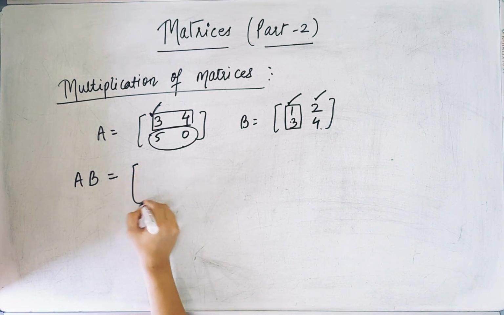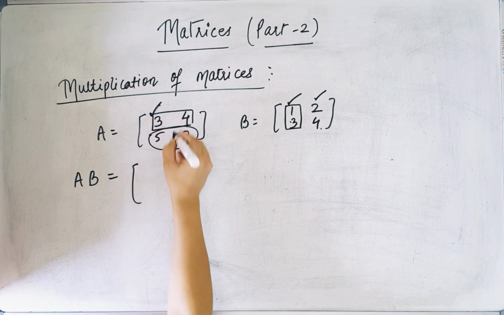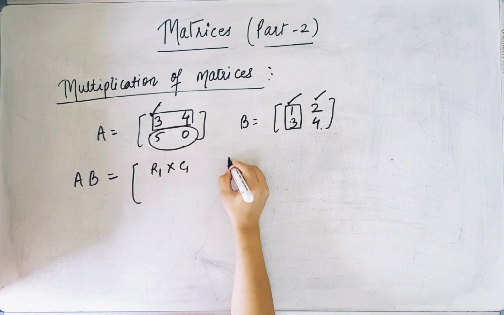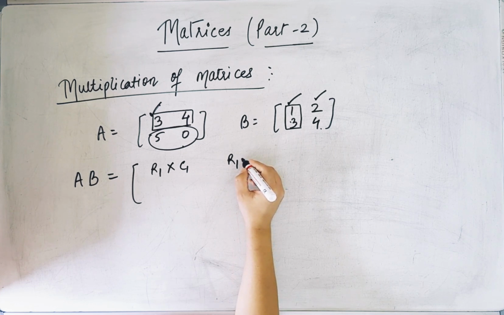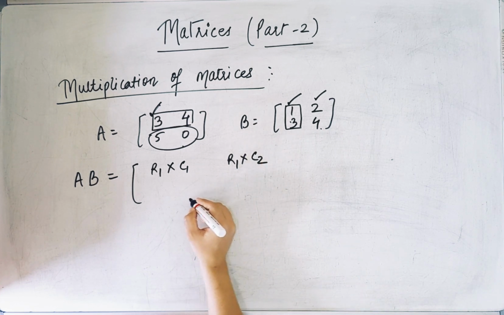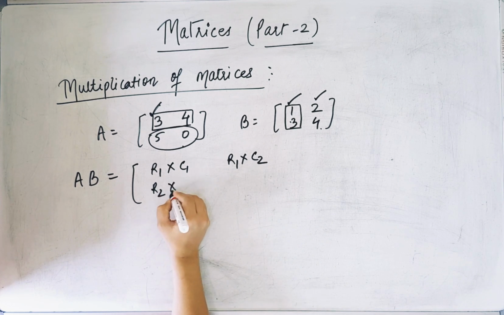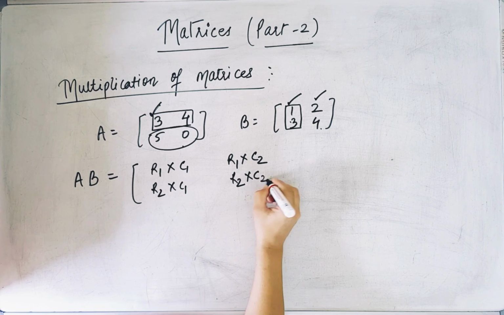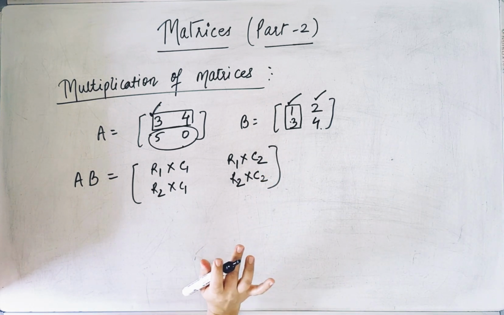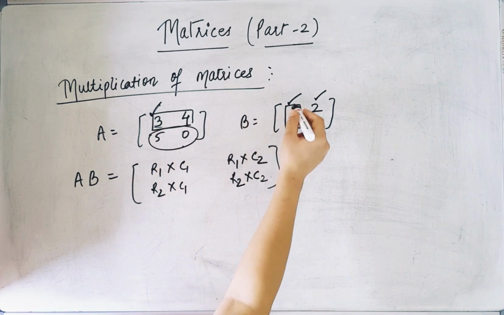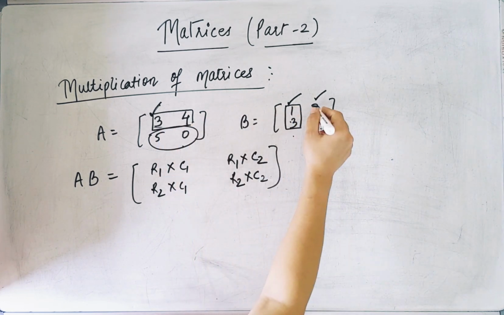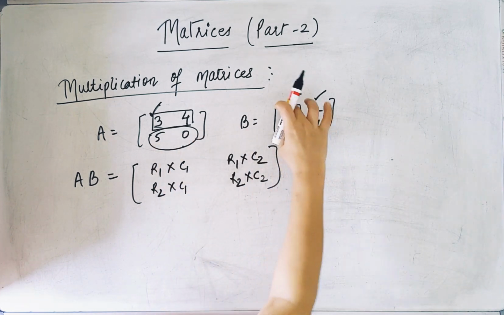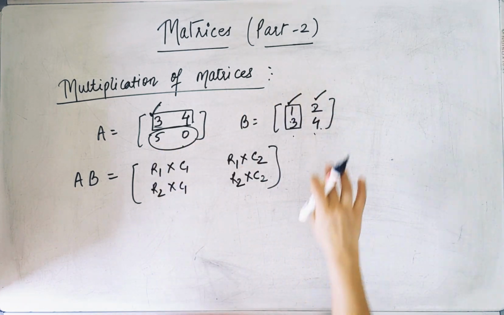देखिए, first element will be, this is what? Row 1 into column 1. Again, row 1 into column 2. Here row 2 column 1, row 2 column 2. This is the multiplication we have to do. Row 1 into column 1, row 1 into column 2. This will be the second element. Row 2 into column 1, row 2 into column 2.